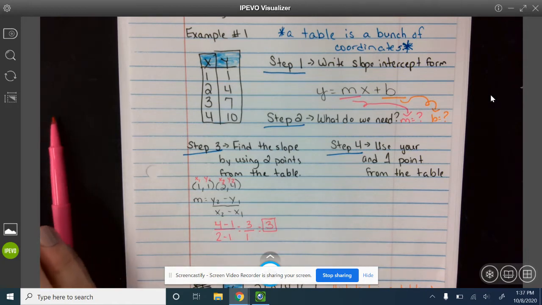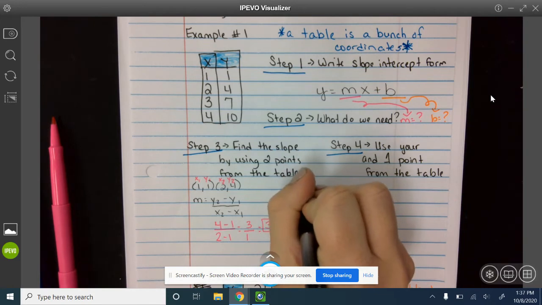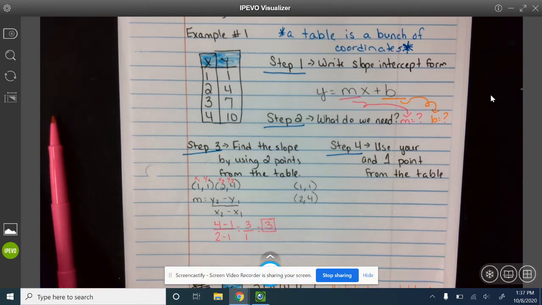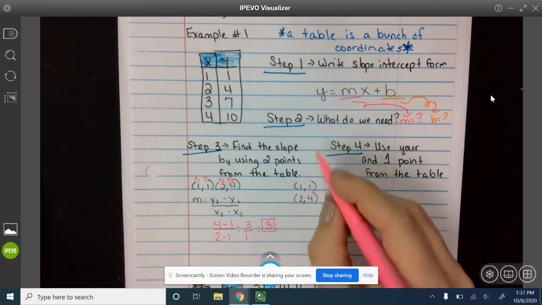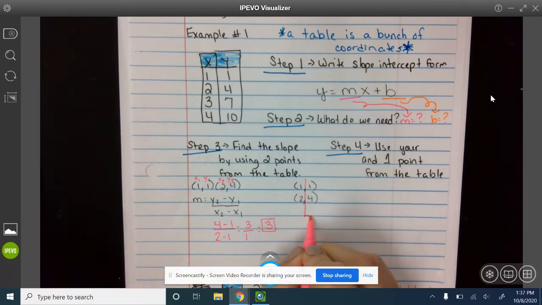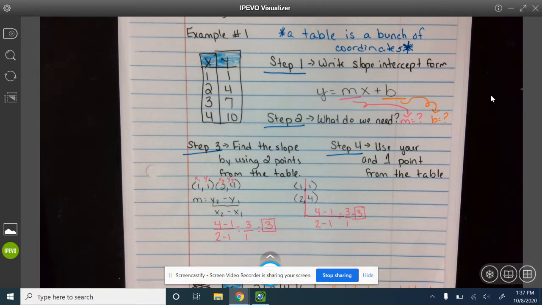Now, I know there are some people that like to use the L method that Ms. Shook and I have shown you. So I'll stack my coordinates up and draw my L. So this side shows me 4 minus 1, and these 2 circle to the bottom, and I have 2 minus 1, which gives me 3 over 1, or 3. So either way that you solve for slope, you're going to get m equals 3.